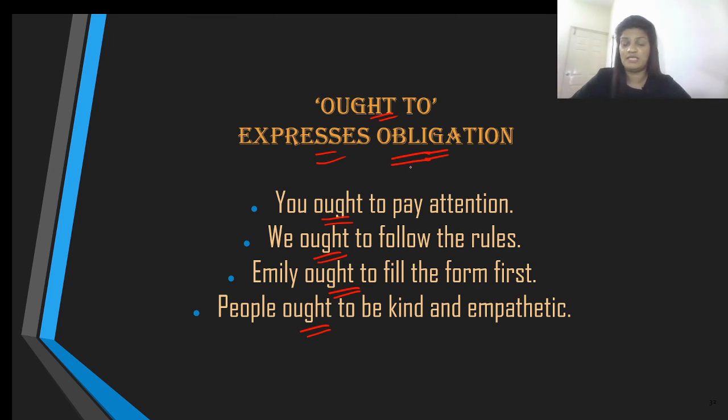These are the obligations, and when you use ought to in your statement, you are expressing an obligation as if you have no other option but to follow. Obligation means it is important you do it. It is important and necessary. So you use ought to. You ought to pay attention. We ought to follow the rules. Emily ought to fill the form first. People ought to be kind and empathetic. So ought to expresses obligation or necessity.